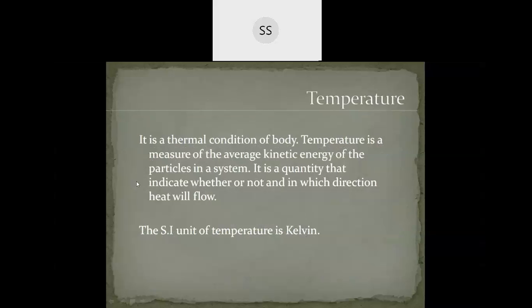Next topic is temperature. So heat is the main cause, and temperature is actually the effect of heat. It is a thermal condition of a body. Temperature is a measure of the average kinetic energy of the particles in a system. It is a quantity that indicates whether or not and in which direction heat will flow.